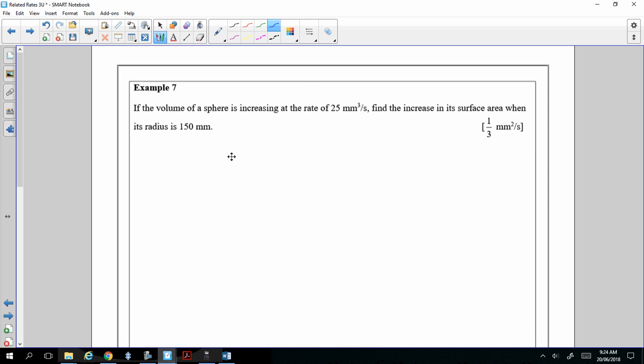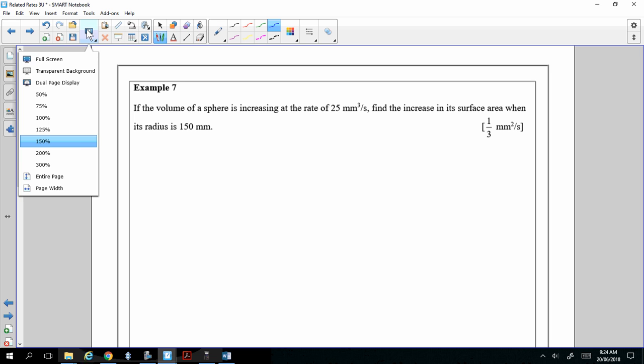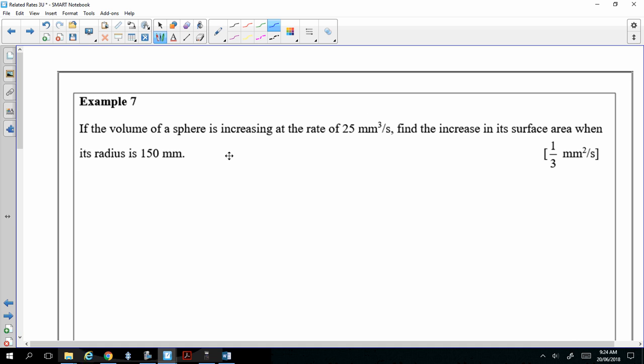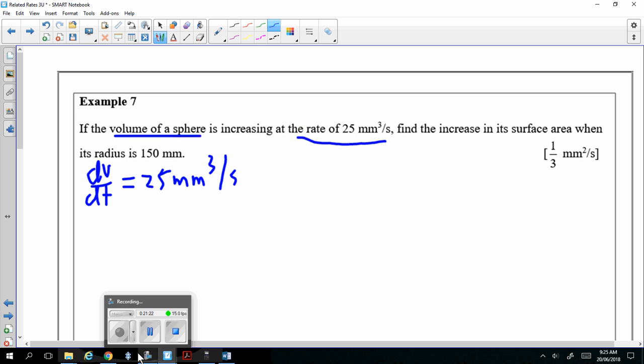But anyway, let's see. Volume of a sphere is increasing at this rate. So write dV/dt is 25 cubic millimeters per second. We've already spoken for almost half an hour. Okay, good. And then find the increase in surface area, dS/dt, when the radius is 150 millimeters.